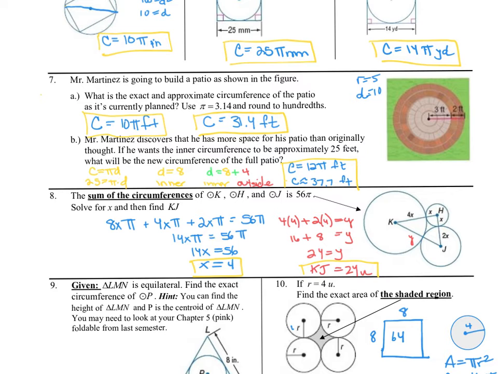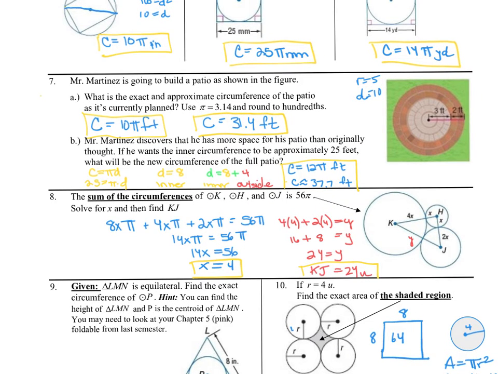Okay, so if we look at this here, what I see is that this is 3 and this is 2. So that means our radius is 5. And then if we went all the way across, our diameter would be 10. So our circumference would be equal to 10 pi feet. If we plug in 3.14 for pi, then our estimated circumference would be 31.4 feet.